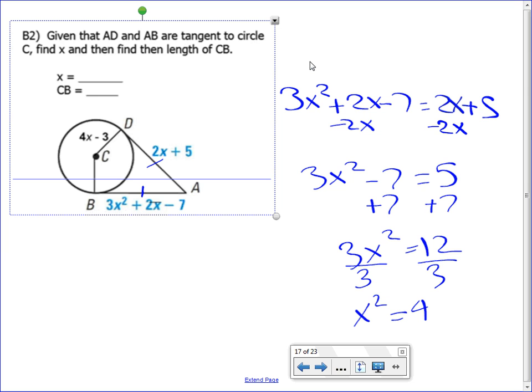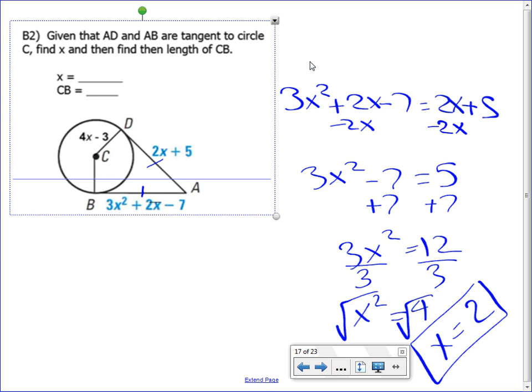But the problem says find x. So I have to do the opposite of squaring, which is take the square root. So then we have x is equal to positive 2. Technically it's plus or minus 2, but since we can't have a length that's negative, we discard the negative, and I'm only going to write positive 2.